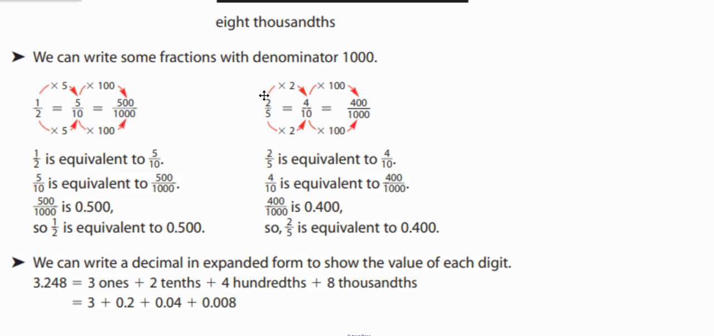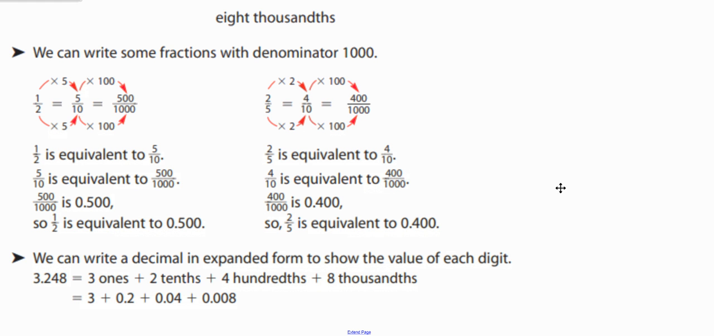Now, similarly, I can do the same thing with 2 over 5. To get it as a denominator of 10, I have to multiply by 2. Then I can multiply by 100. And so 2/5 is equivalent to 0.400.